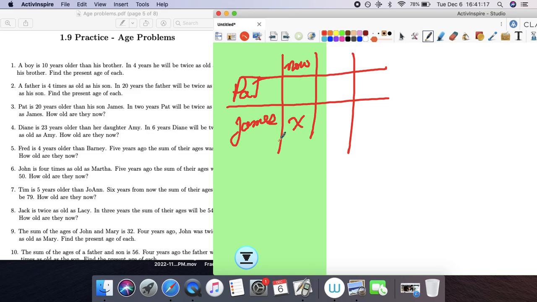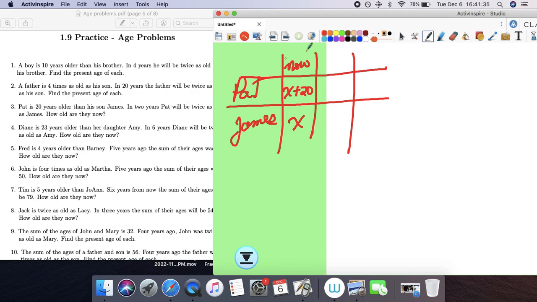Now that I assign X to James, James is X years old, I can write Pat's age, right? And they tell me that Pat is 20 years older. So whatever James is, Pat is 20 years older. So Pat is X plus 20.